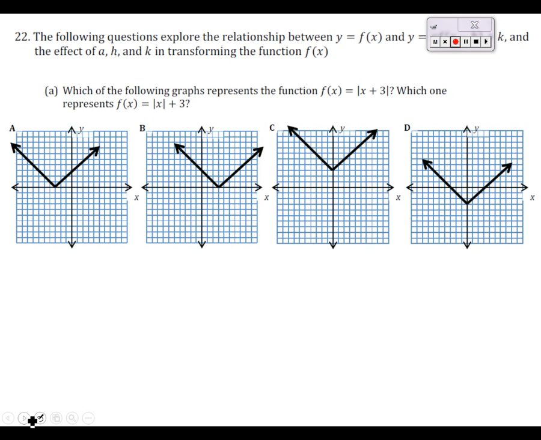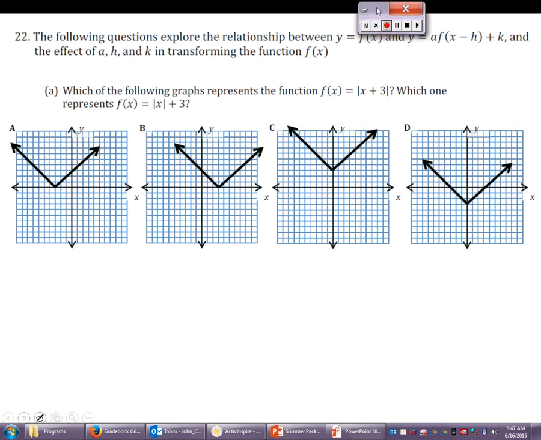All right, this is a transformation question. The following question explores the relation between y equals f of x and y equals a f of x minus h plus k, and the effect of a, h, and k in the transformation of the function f of x. Which of the following graphs represent the function f of x plus 3? Which of the following represent absolute value of x plus 3? Now the question is to know what the effect of this does when given the function.